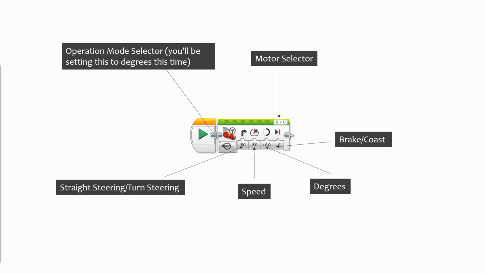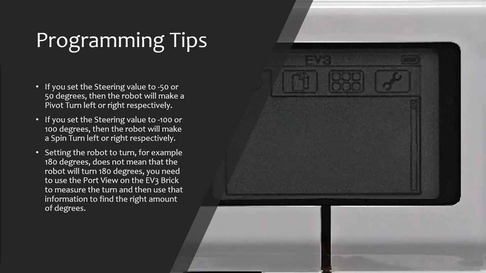Firstly, the operation mode selector will be set to degrees this time instead of rotations or seconds, and the steering property will be set to a left or right turn. I set it to 50 for this example. Once you do this, you'll notice the distance properties change to degrees. This determines the sharpness of the turn. The rest of the properties can stay the same.